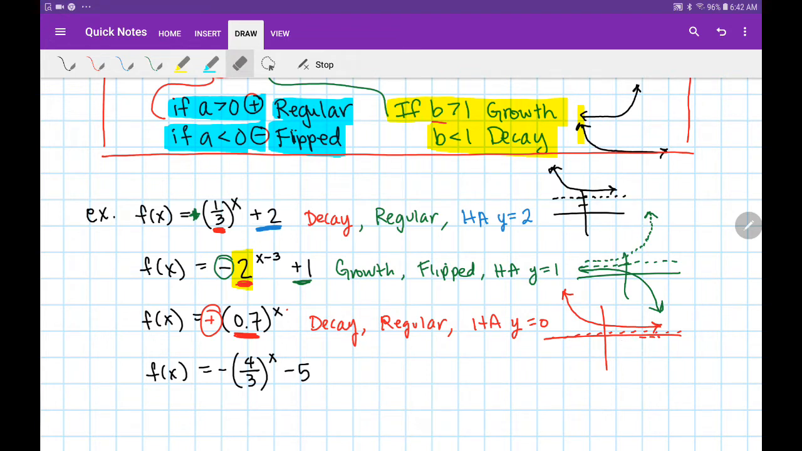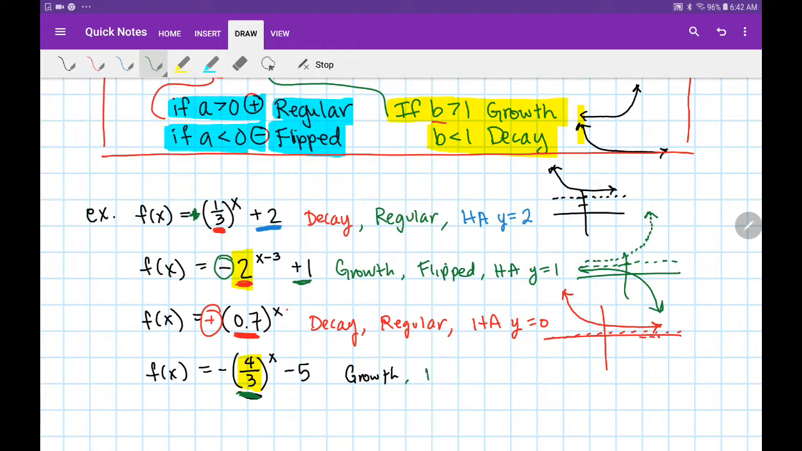Okay. Last but not least, I hope you're getting the hang of this. We always start by looking at the base. So identify it, is it growth or decay? If you're paying close attention, you notice that that was actually a growth curve. Why? Because 4/3 is actually greater than 1. It's a fraction, but it's greater than 1. 4/3 is like 1.3 something.